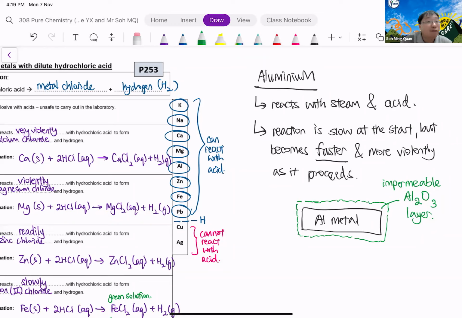So why does it become faster? Well, if you know that what is slowing the reaction down is the oxide, now you can ask yourself, have I learned something about aluminium oxide? For example, if I throw this into acid, will the oxide react with the acid? So what have you learned about aluminium oxide? Aluminium oxide is what kind of oxide? Let's ask someone. Tiha, what kind of oxide is aluminium oxide?